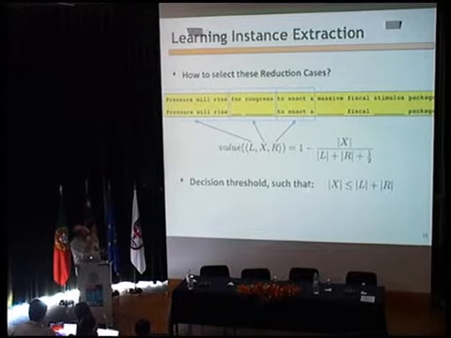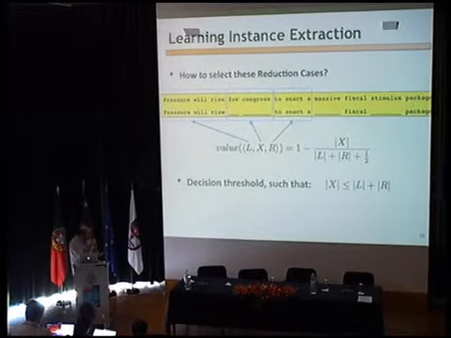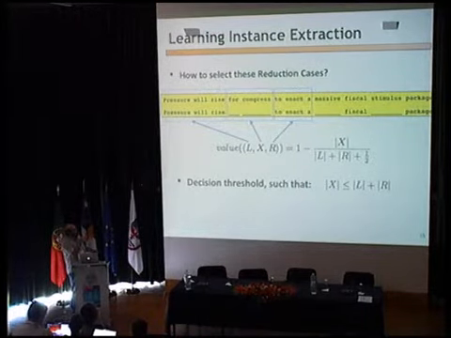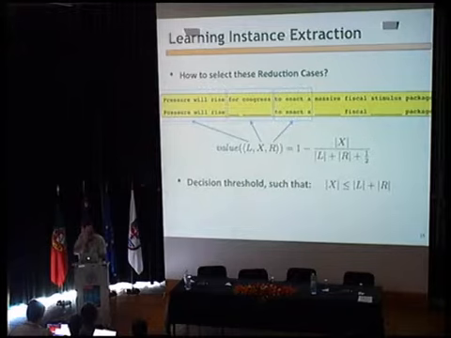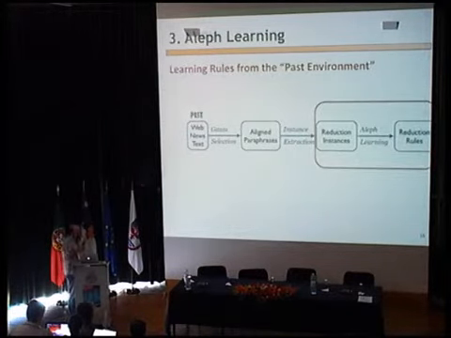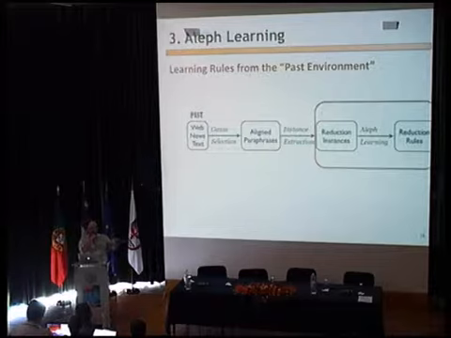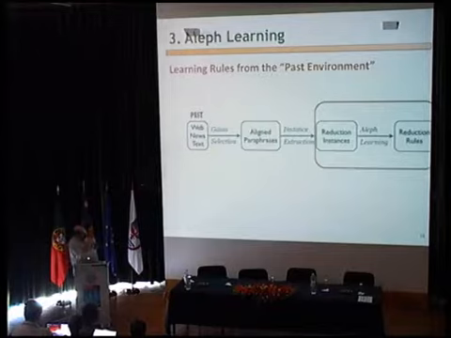In our case, we decided to extract all reduction cases which satisfy this condition here, meaning that the length of the left and right contexts outweighs the length of the middle segment. With this, we are now able to pick these reduction cases, automatically selected from web news text, and adapt them to be used in the learning process.